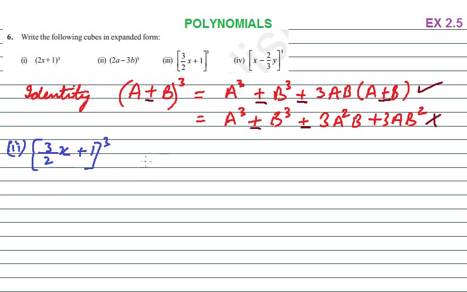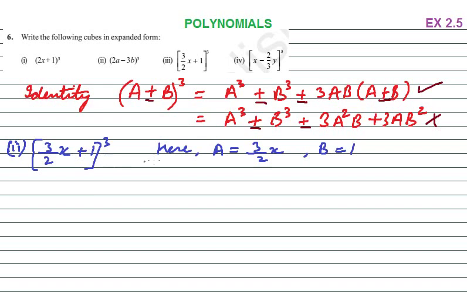So here in this part, a is equal to 3 by 2 times x, and while referring to a, you should have written this identity either under this or over this. You have to write the identity, it carries marks, it carries weightage, so be very careful. So a is this and b is 1.